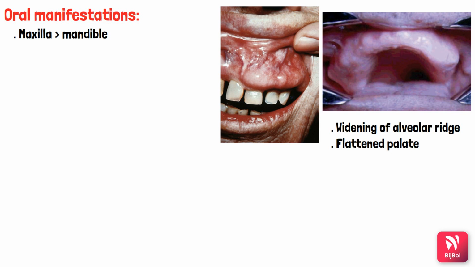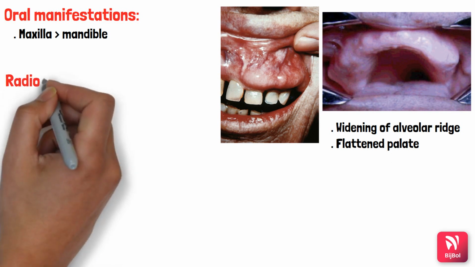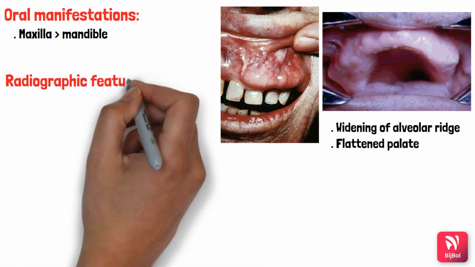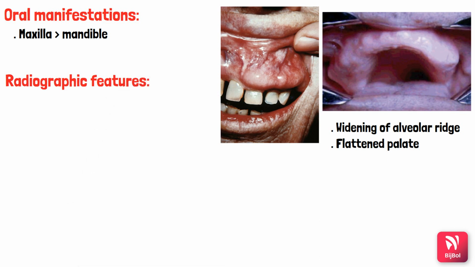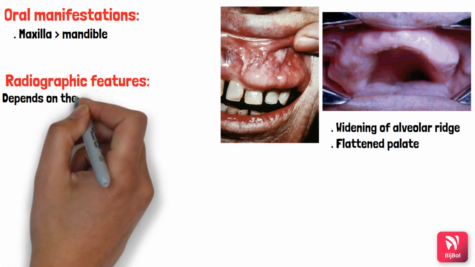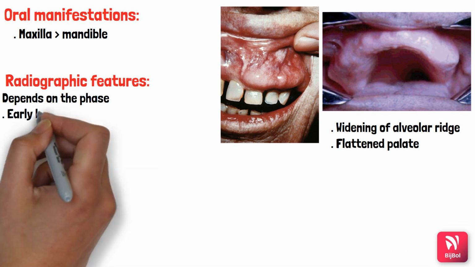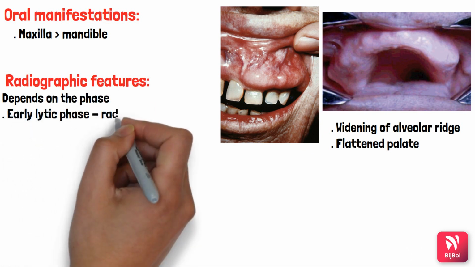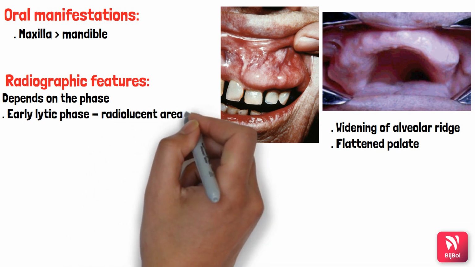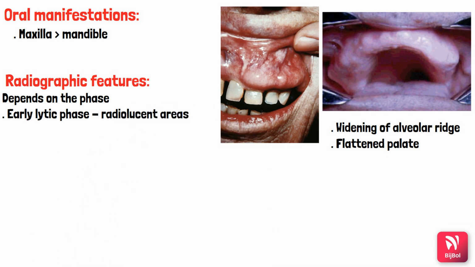Now let's look into radiographic features. We will see radiographic features according to the stage, that is, as we have discussed earlier, the lytic, mixed or sclerotic phase. In the early lytic phase, lytic means osteoclastic activity, right? So we will see numerous radiolucent areas. These radiolucent areas can be single, multiple or diffuse.